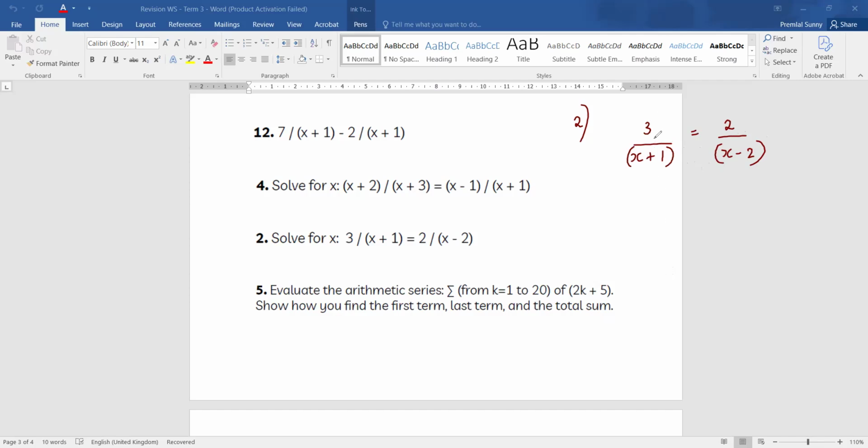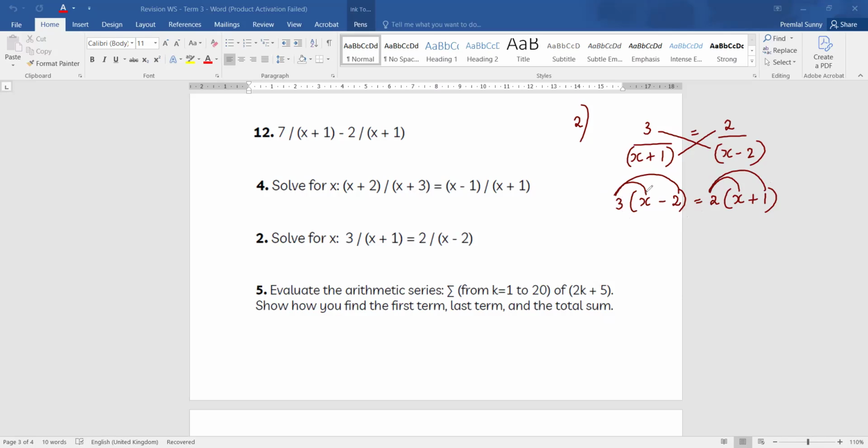Now, we have two fractions, and in between an equal to sign, we do the cross multiplication. Now 3 is getting connected to x minus 2 and 2 is getting connected to x plus 1. And what did we study? If you have a bracket and a number outside, distributive property. 3 should be multiplied with all the terms inside the bracket. 2 should be multiplied with all the terms inside the bracket.